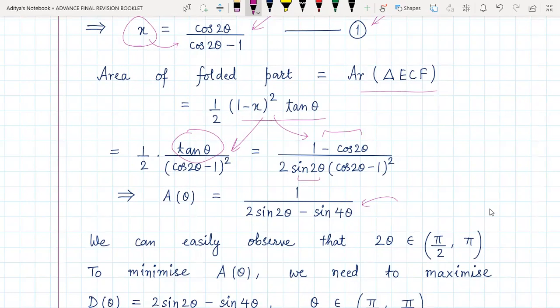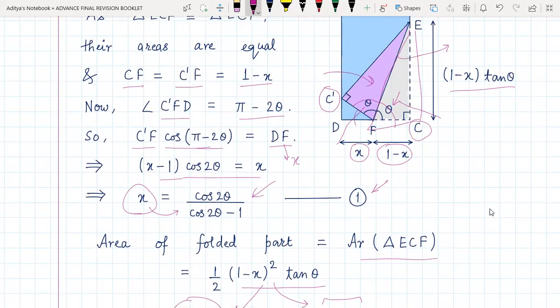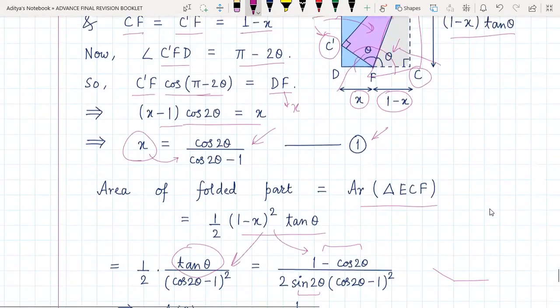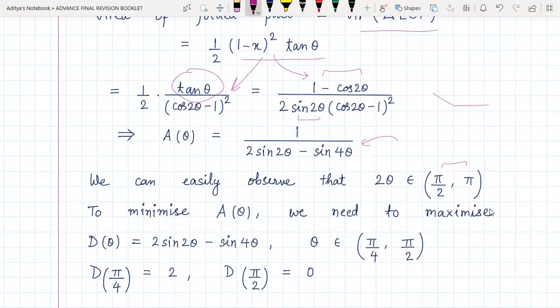Now one thing we should observe is that 2 theta would obviously be more than 90 degrees, or pi by 2, but less than 180 degrees, right? Because if you fold it, it can't go more than 180 degrees. But it has to be more than 90 degrees, otherwise the point C dash will never be able to meet this edge. So it is very obvious that this angle 2 theta would lie from pi by 2 to pi.